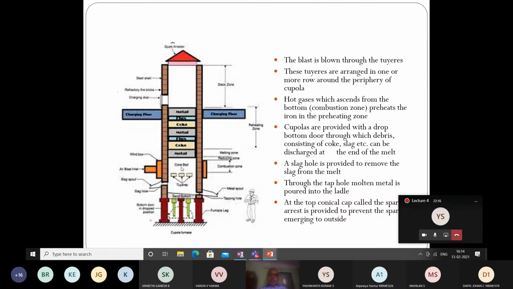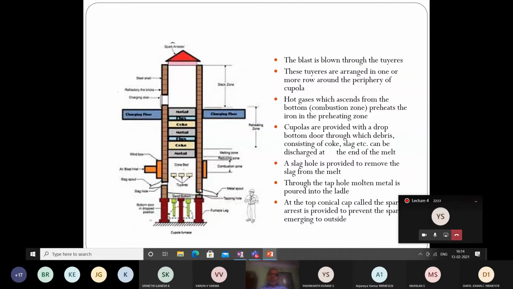So now coke is there, metal is there, coke is there, flux is there. Now we are giving the air blast through the tuyeres. The blast is initiated. The combustion is initiated. Combustion takes place. The metal gets melted in the melting zone, and then it comes down. The molten metal will go through the tapping hole and it is collected, and then it will be taken by means of a ladle, and we take the molten metal to pour into the cavity.